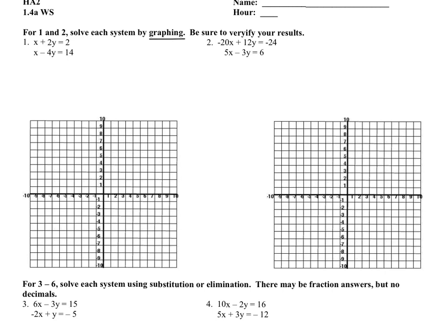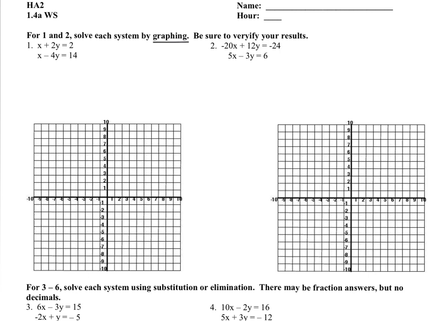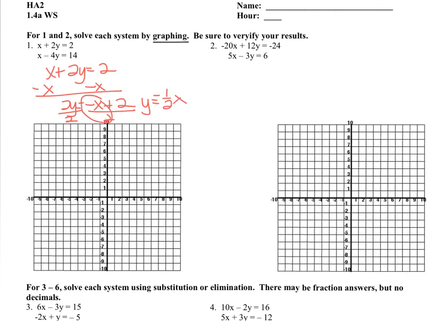In problem 1, if we have x plus 2y is equal to 2, and you want to get y by itself, subtract x, and that gives you 2y equals negative x plus 2, and then divide both sides by 2, and you would have y equals negative x over 2, which is negative 1/2 x, and 2 over 2, which is 1. And then you'd graph that line.